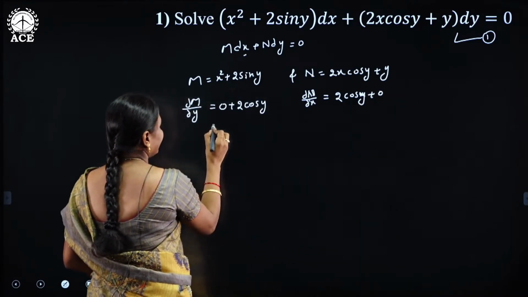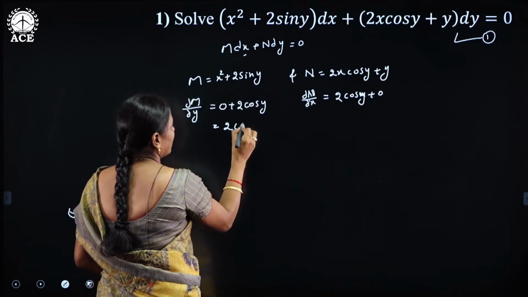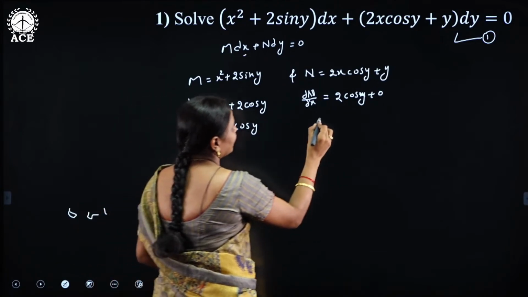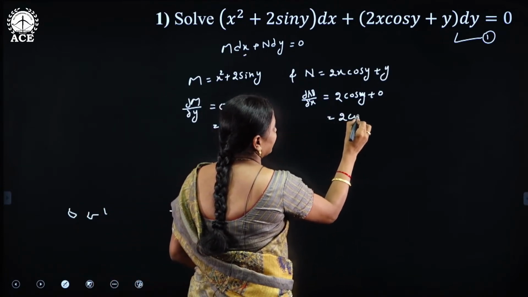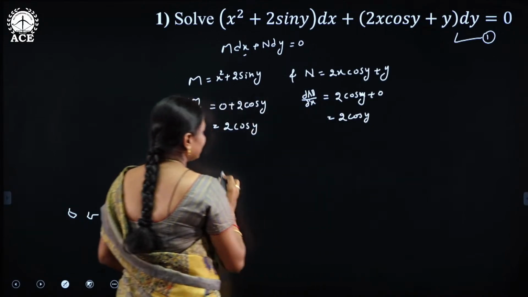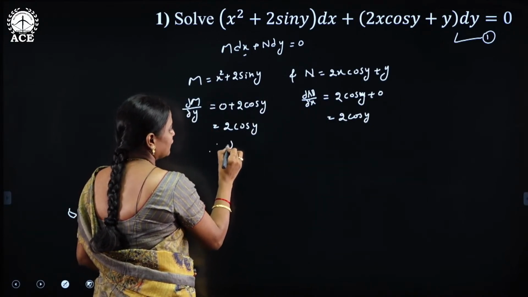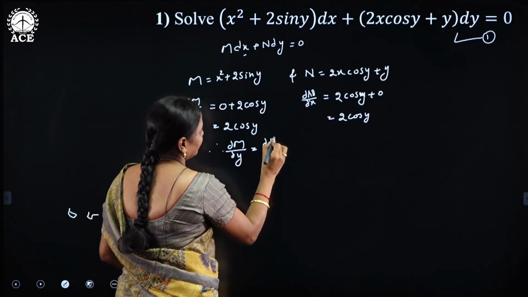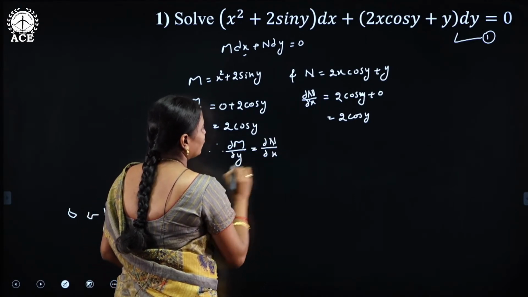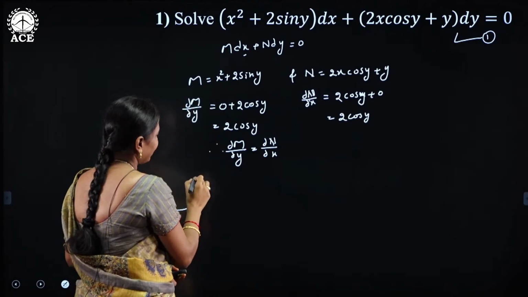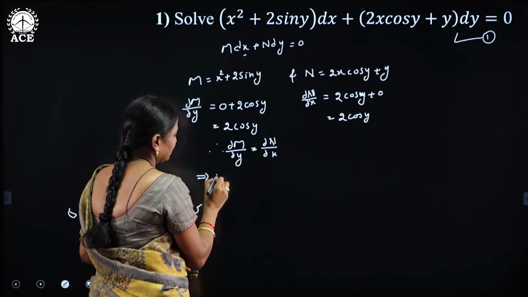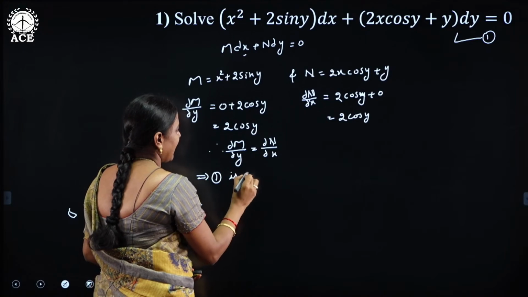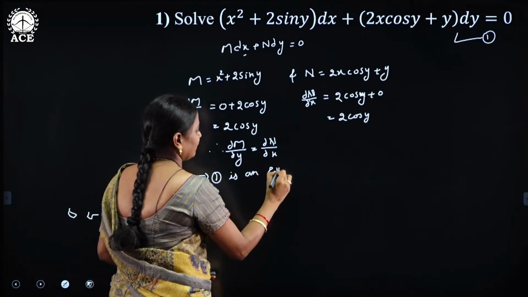So ∂M/∂y is equal to 2 cos y and ∂N/∂x is equal to 2 cos y. What is the observation here? From these two results we can write ∂M/∂y is equal to ∂N/∂x. If ∂M/∂y is equal to ∂N/∂x, we can say equation 1 is an exact differential equation.